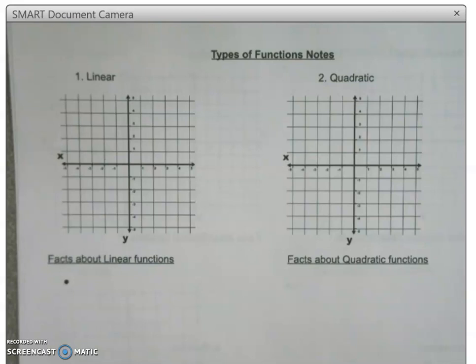Hey guys, today we are taking notes on types of functions. You can find this in Google Classroom if you actually want to type on this sheet or print it out. If not, feel free to just do it on a piece of notebook paper. That is fine. But make sure you are writing the notes.